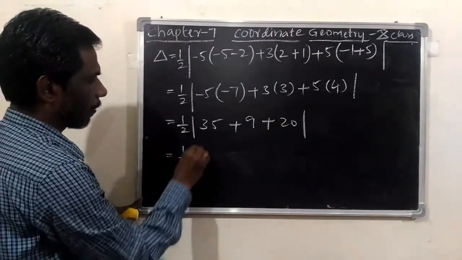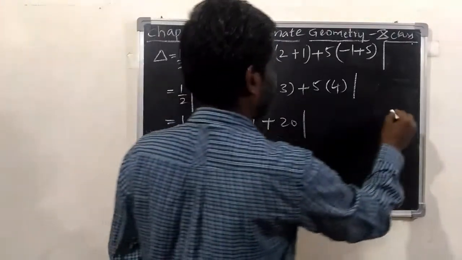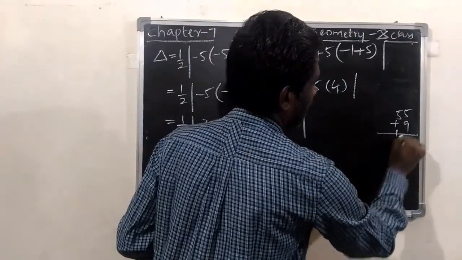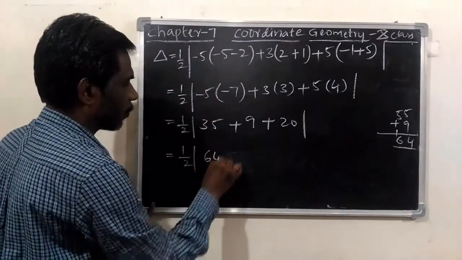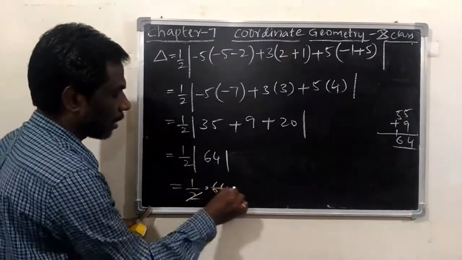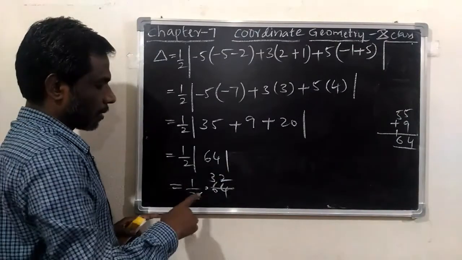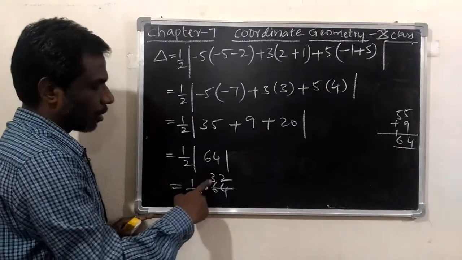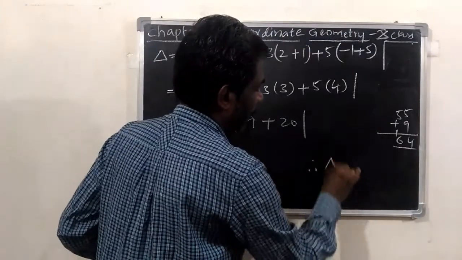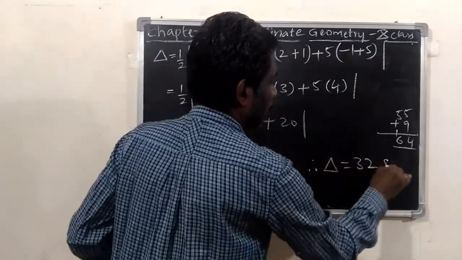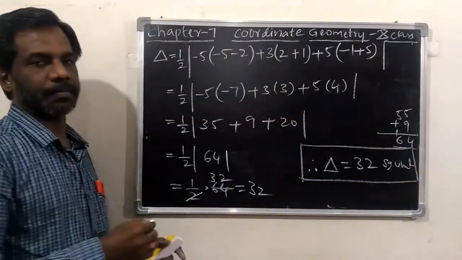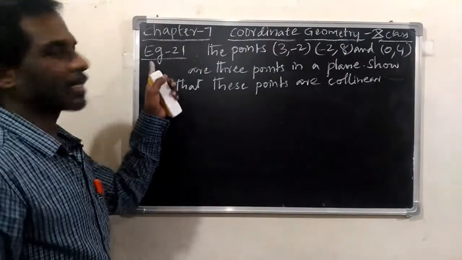Next we simplify this. Half mod of 35 plus 20 is 55, 55 plus 9 is 64. So it is equal to half into 64. 64 divided by 2, we get 32. Therefore, area of the triangle is equal to 32 square units. This is the answer.